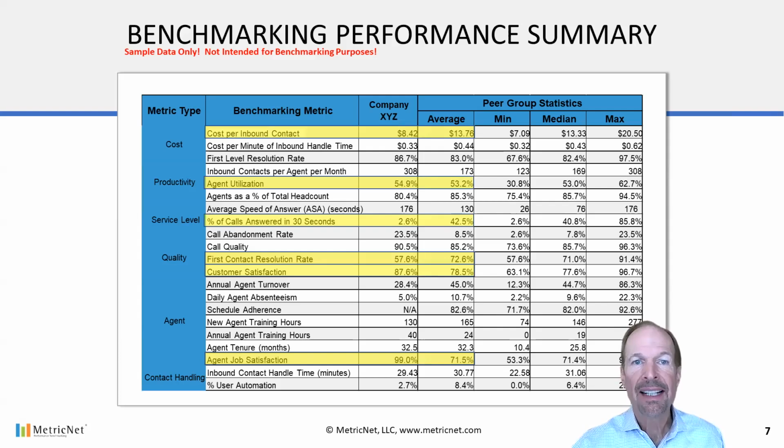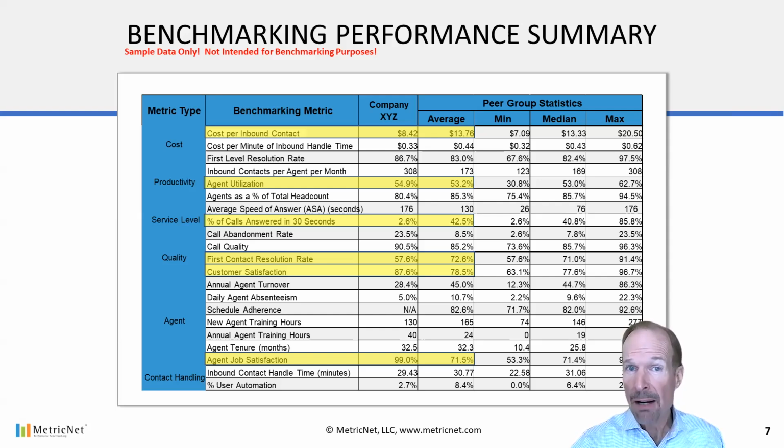Instead, let's look at the KPIs. They're highlighted on this chart, and it's the KPIs that yield the greatest insights. We can see very quickly here that costs for this contact center are below average, $8.42 versus an average of $13.76 for the peer group.